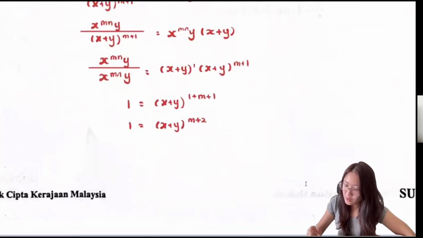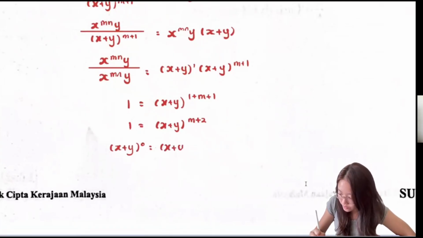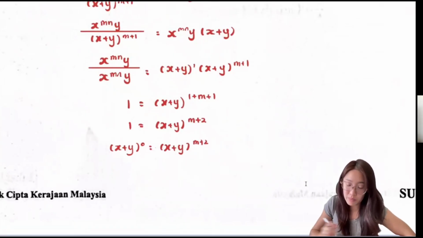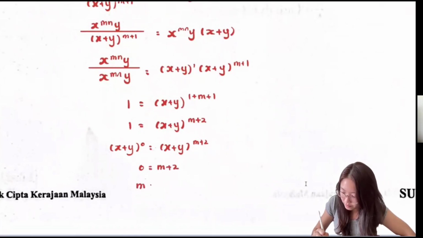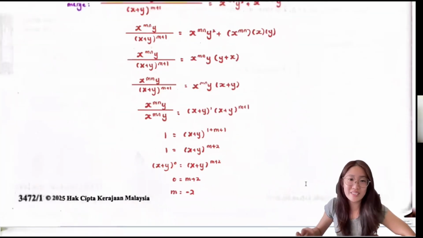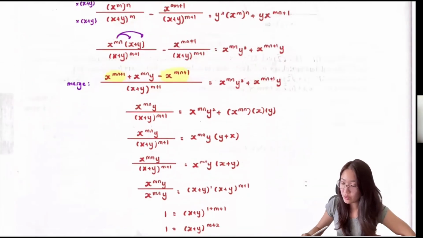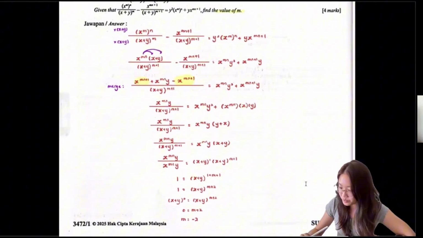Then how to take m down? Guys, 1 is a very magical number. You can actually change it to the base that you want, power 0. Anything power 0 is 1. So since you need the base of x plus y over here, you change it to the same base, then take the power out. So m equals -2. This is your answer. The whole question over here, 4 marks.